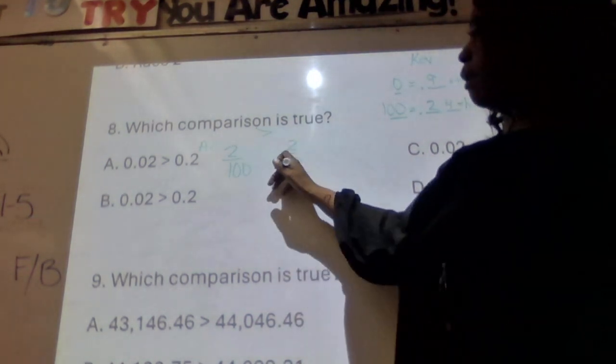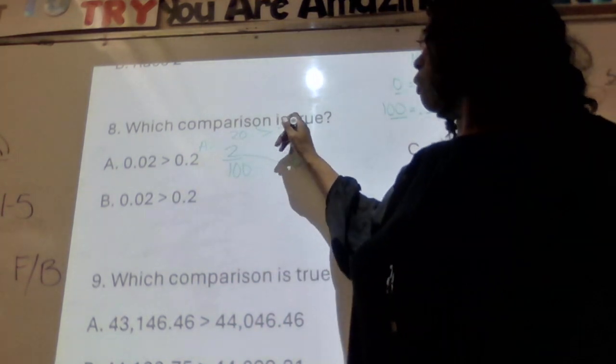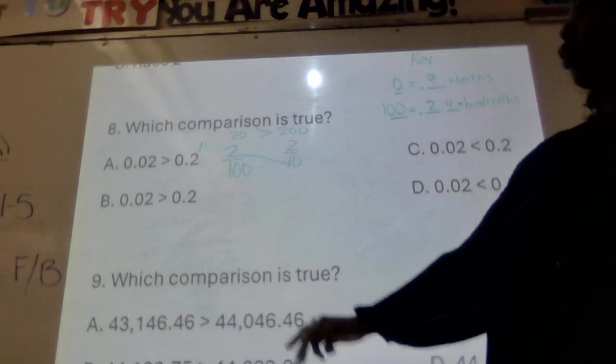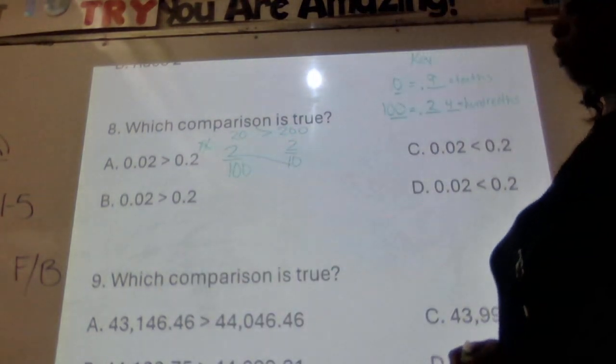And I'm going to do the same thing, butterfly, 20, 100 times 2, 200. Is that true? No, because 20 is not larger than 200. Okay, so let's do B.